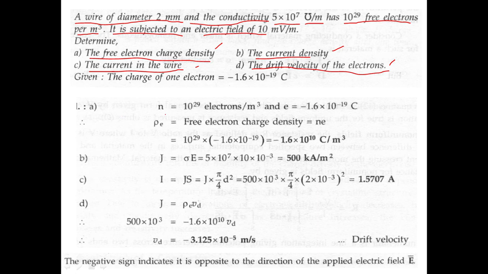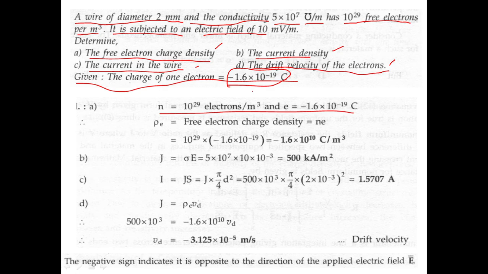So the first one is simple. We have to calculate the free electron charge density. It is nothing but number of electrons into the charge on electron. Now this is given in the question itself, that the charge on electron is minus 1.6 into 10 to the power minus 19 coulomb. So even if this is not given, you should know this value, right? Here it is given, so no problem.